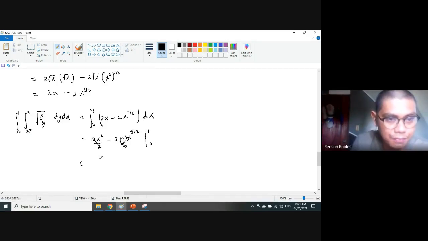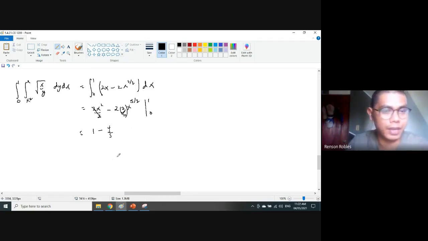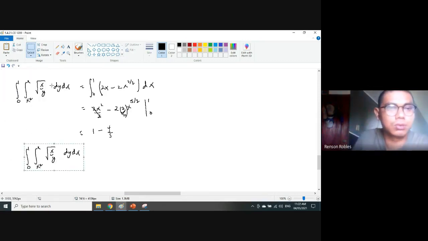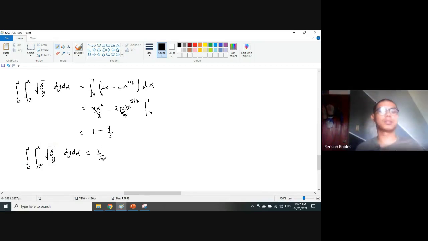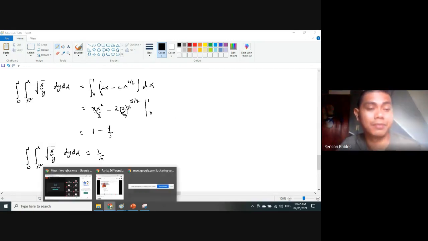So you can drop this. So that's 1 minus 4 over 5, and then the rest will become 0. So finally, you have 1 minus 4/5, which is 1/5. So the double integral of square root of x over y dy dx, evaluated from x squared to x and then from 0 to 1, is equal to 1 over 5.